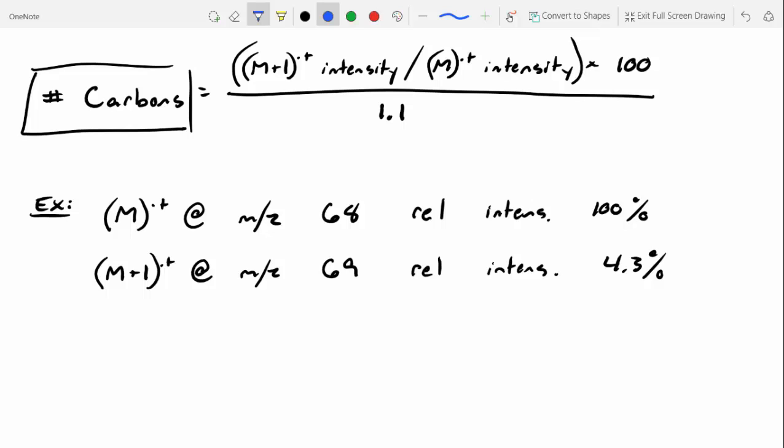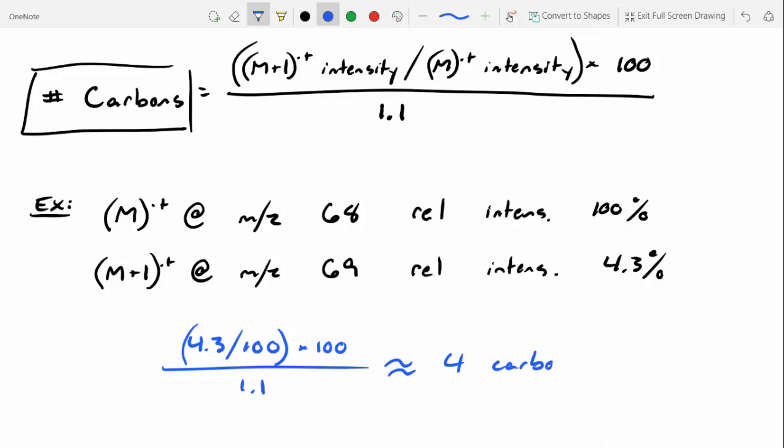Does anybody have an idea? 4. Yeah, we just plug it in, right? You do 4.3 divided by 100 times 100 divided by 1.1, and that's approximately 4 carbons in our sample. What do you think the rest of the mass is likely made up of?